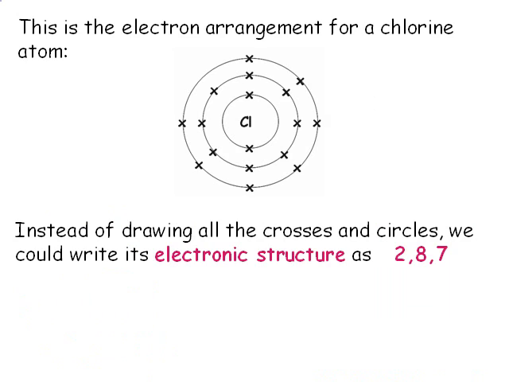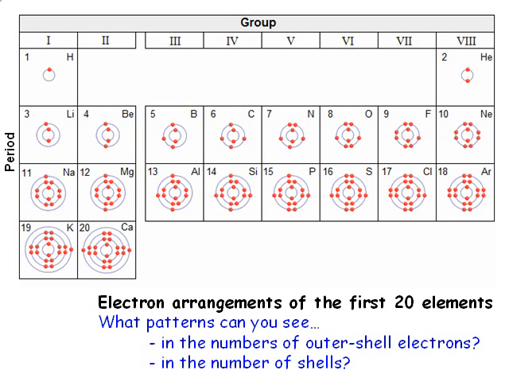It's not always convenient to draw all the circles and electrons, so we can also use a notation where we list the number of electrons in each shell, innermost to outermost. For the chlorine atom, shown here, we'd write 2, 8, 7 as the electronic structure. So we can write or draw the electronic arrangements for the first 20 atoms.